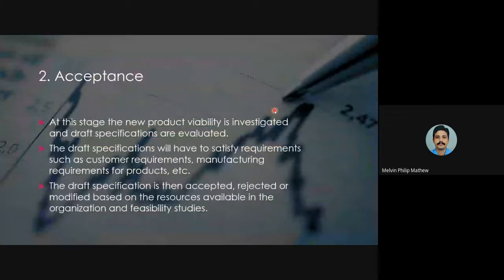Then next comes the acceptance. In acceptance, at this stage, the new product viability is investigated and draft specifications are evaluated. It has to be passed to the next department for design, for prototyping, and for that, first we have to accept this. This department handles the idea, then they find the relevant designs and submit the design to a higher person, and this person or department reviews whether the product serves the function and how long it can do it. If they want any changes, they inform the lower department to perform those changes and then bring it again. So multiple times the generated idea will be evaluated, and only then finally will it be accepted.